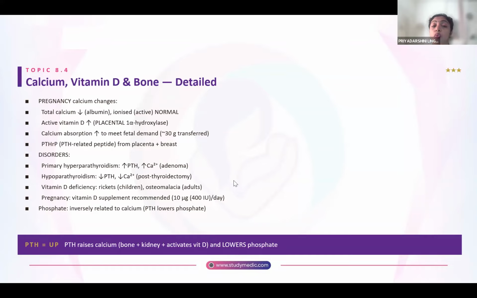Now what is the daily recommended dose of vitamin D in pregnancy? It is 10 microgram, or in other words 400 international units per day. Again, a very, very important point to remember in the exam, most commonly seen in the past.